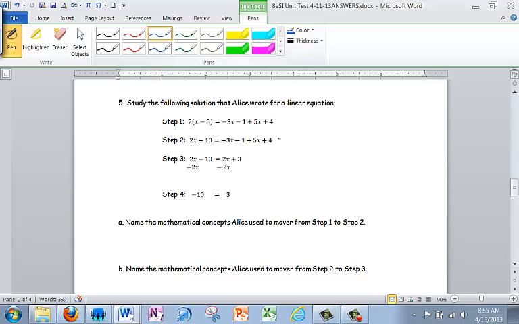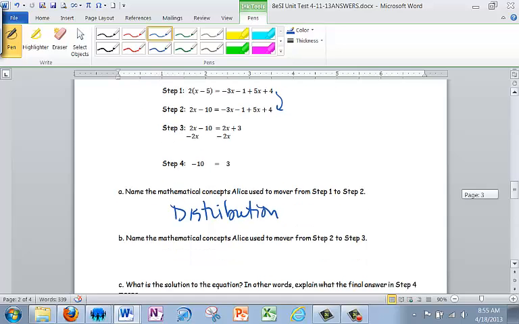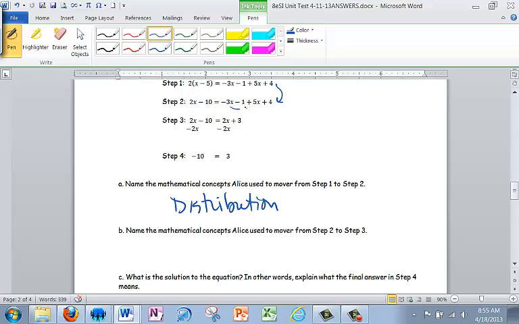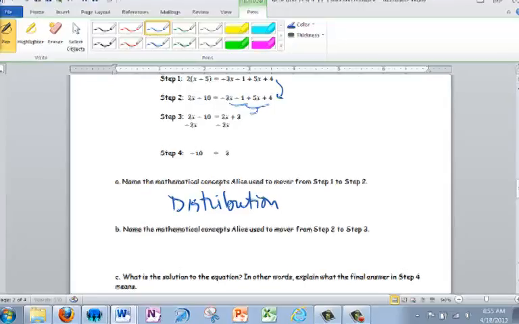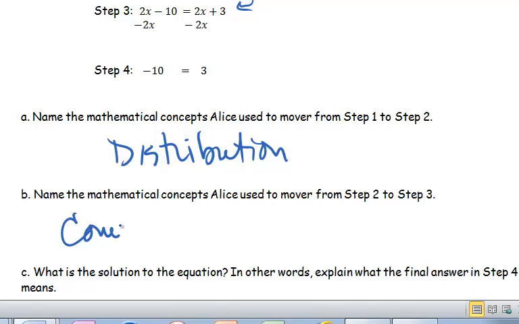Alice. The first to second step, she used distribution. From the second to third step, she combined these two like terms. Oh, and these two like terms as well. So she did combining like terms.